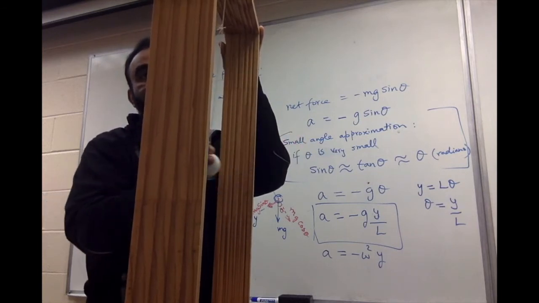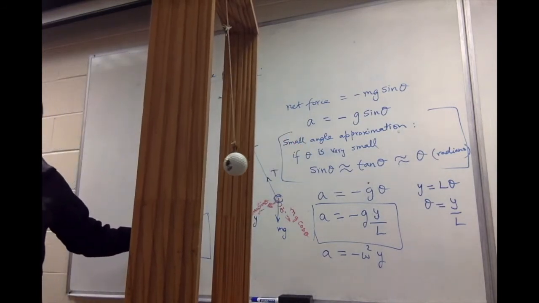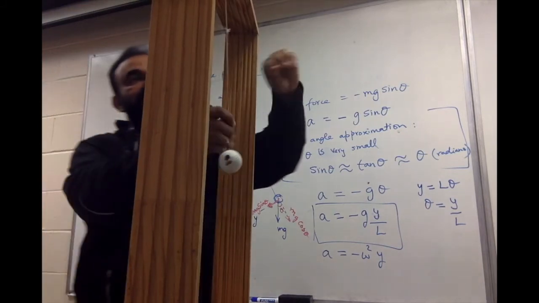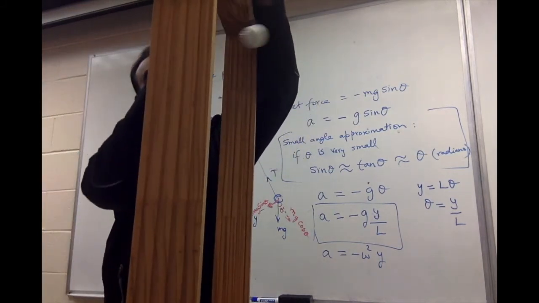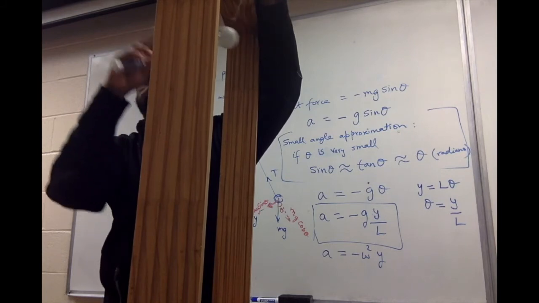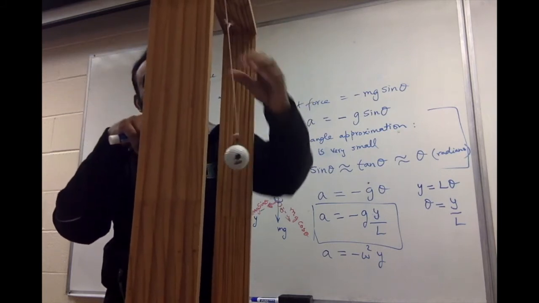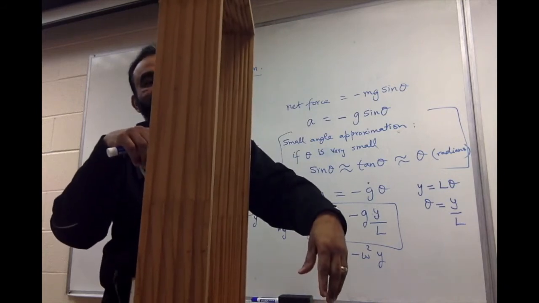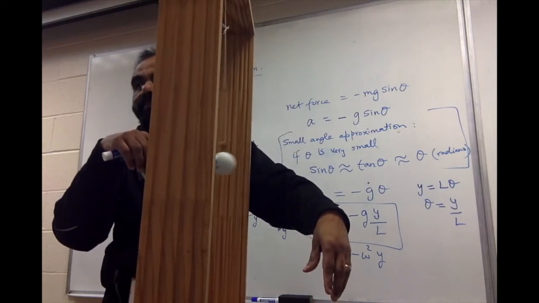You get it? The other factor is what? Length, L. So if I reduce the length, you can see it is taking less time to go once completely. So the longer the pendulum, the more time it takes. Make sense?